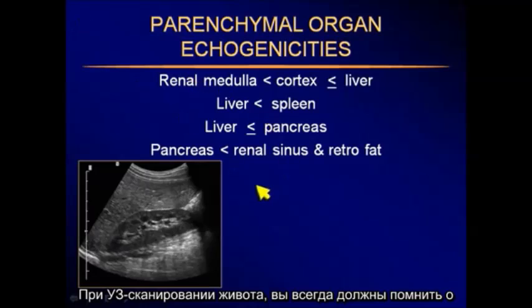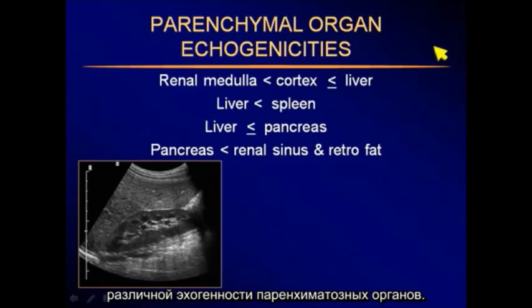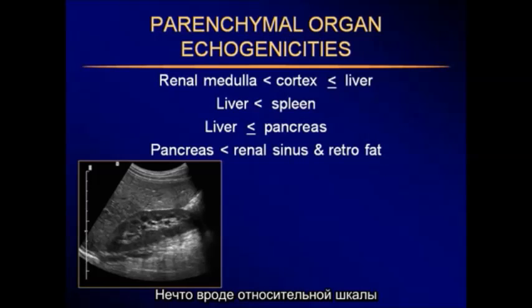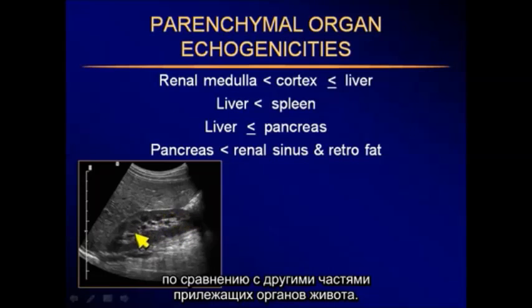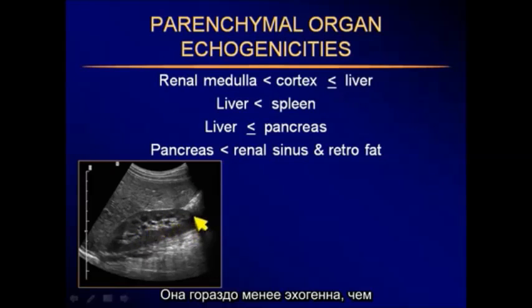Now, as you scan the abdomen, you should always have in mind the different parenchymal organ echogenicities and have a kind of a relative scale in your mind of the different echogenicities. The renal medulla is the least echogenic of all the parts of upper abdominal organs. It is much less echogenic than the cortex of the kidney, which in turn is less than or can be equal to echogenicity of the liver.